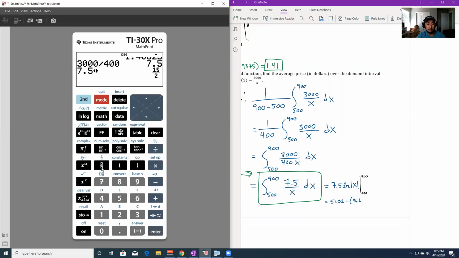And then subtract those two. 51.02 minus 46.61 gives me 4.41.